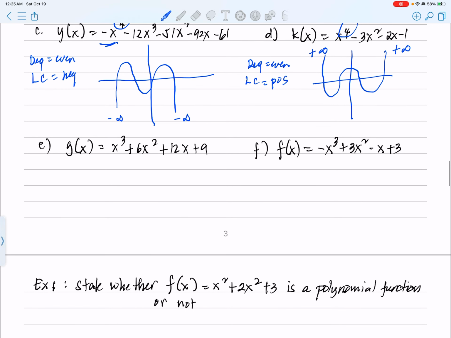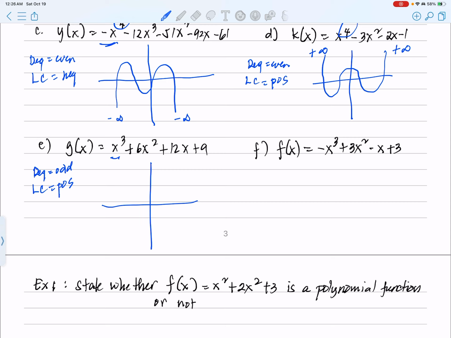G of x is x cubed. This is a cubic. So the degree is odd and the leading coefficient is positive. Odd and positive. It falls to the left and rises up, to the third power. So I have to make 3 turns. Falls left, rises up.